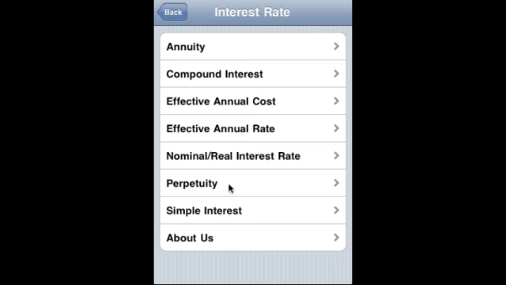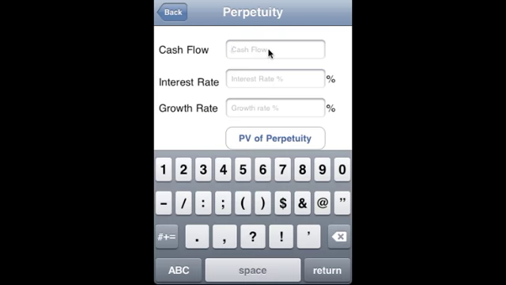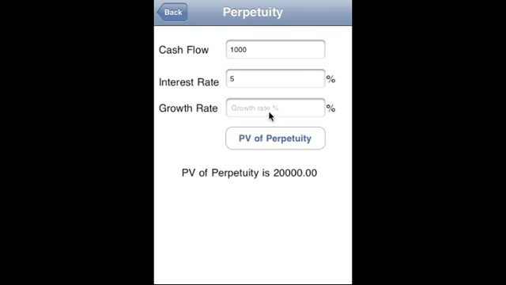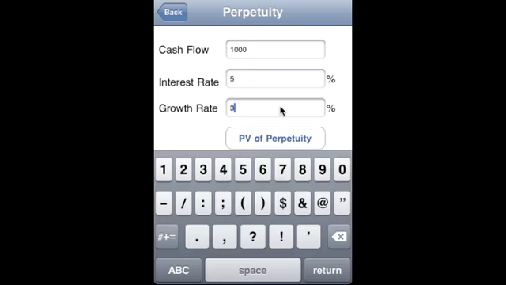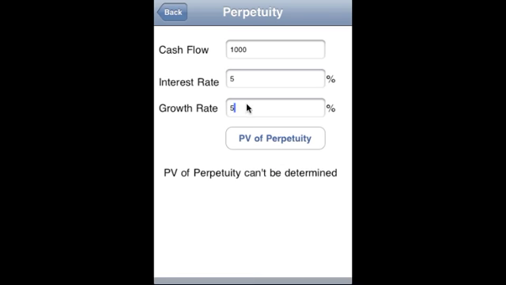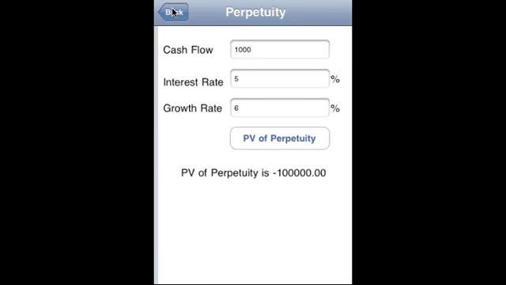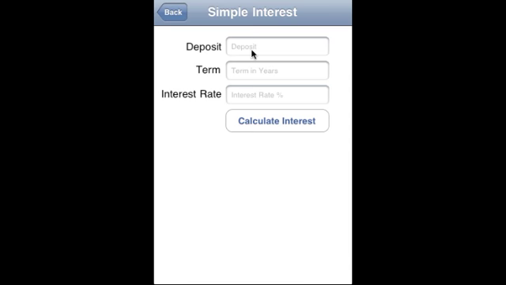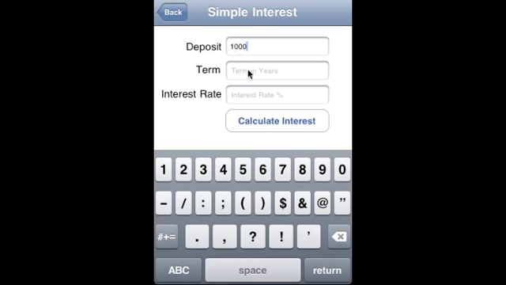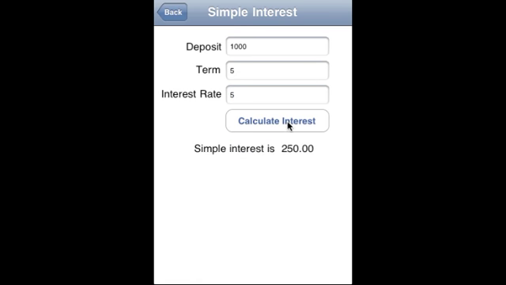Perpetuity. Say the cash flow is 1000 and the interest rate is 5, with no growth rate. This is the value of the perpetuity. If there is growth, the value is 5000. If the interest rate and the growth rate are the same, it cannot be determined. Now simple interest. You have a deposit for 5 years at 5%. So this is the interest.